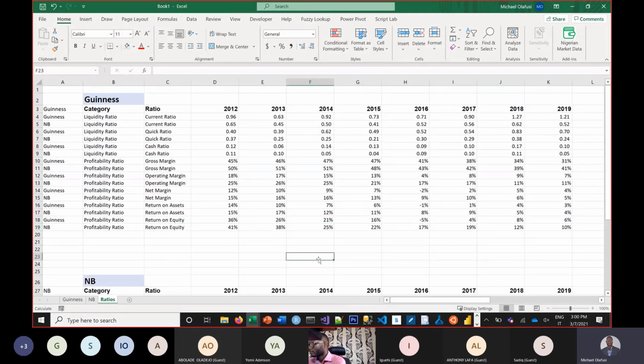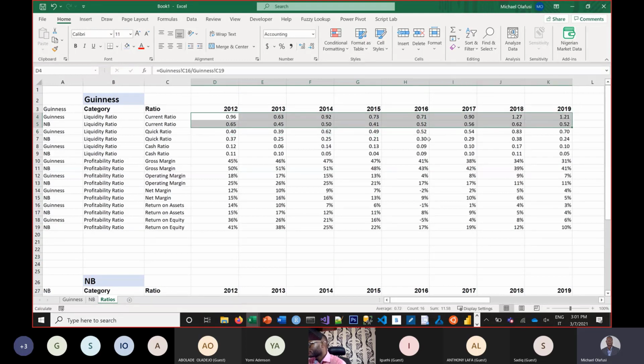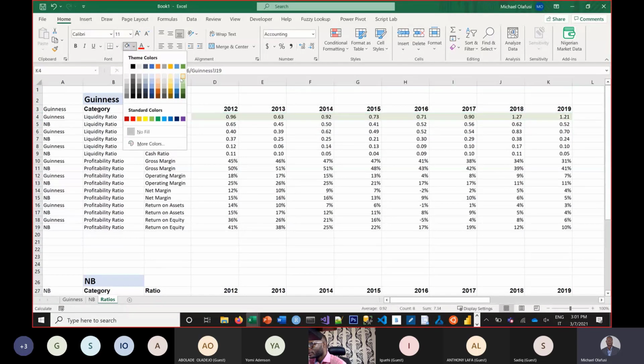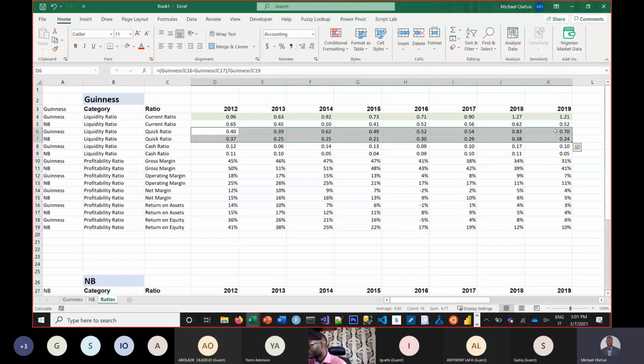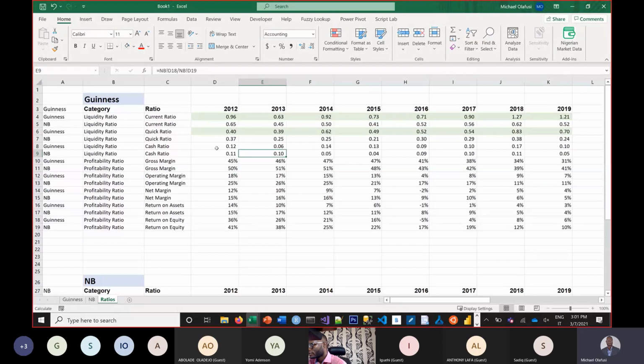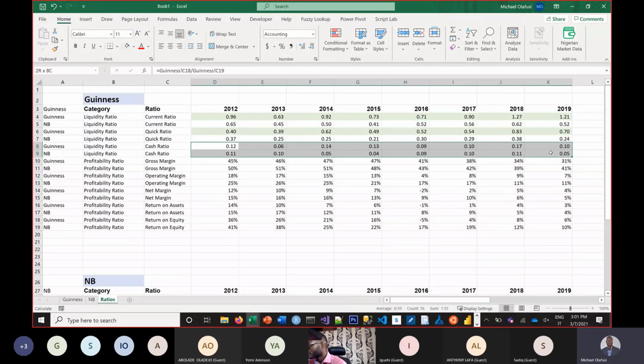Okay, great. So let's take a look at current ratio. Which company has it better, right? Looking at this, Guinness has it better. So the company that has it better, I'm going to give it a light green shade. And quick ratio, which company has it better? Equally, Guinness has it better. Then if I go here, cash ratio, which company has it better? Again, Guinness has it better.